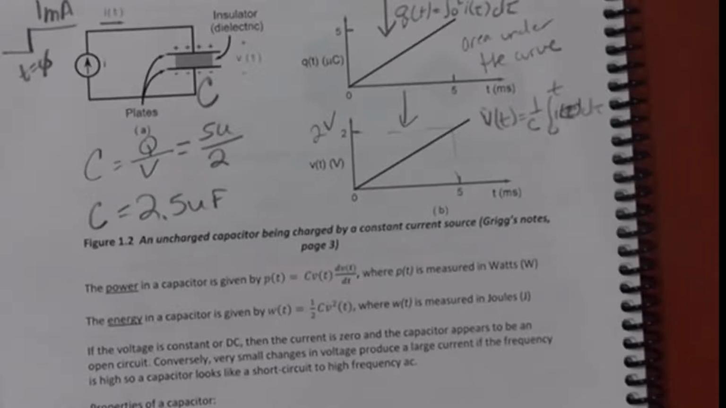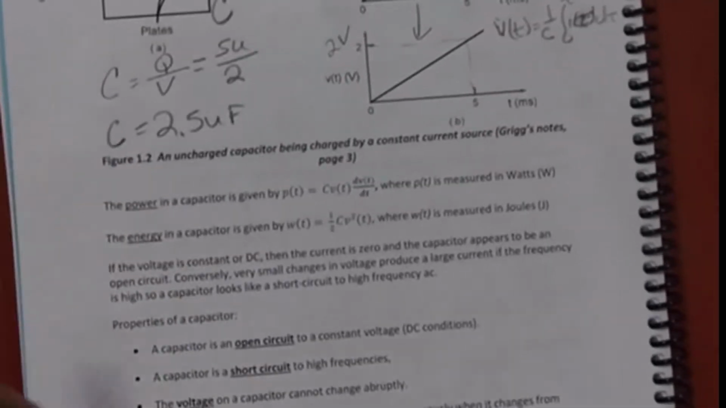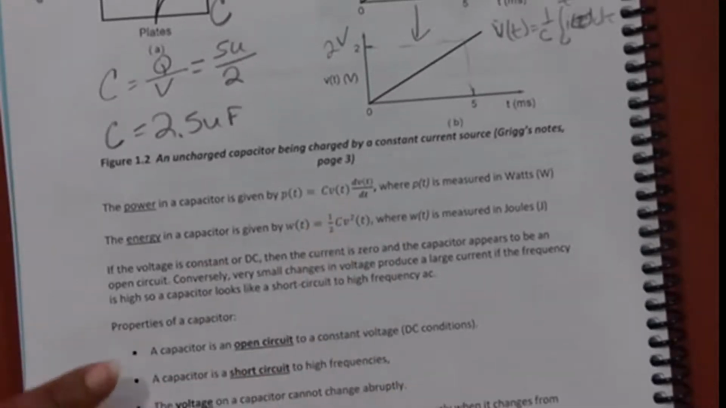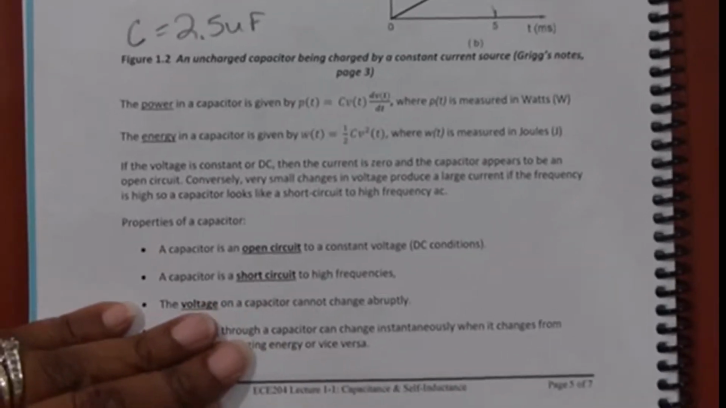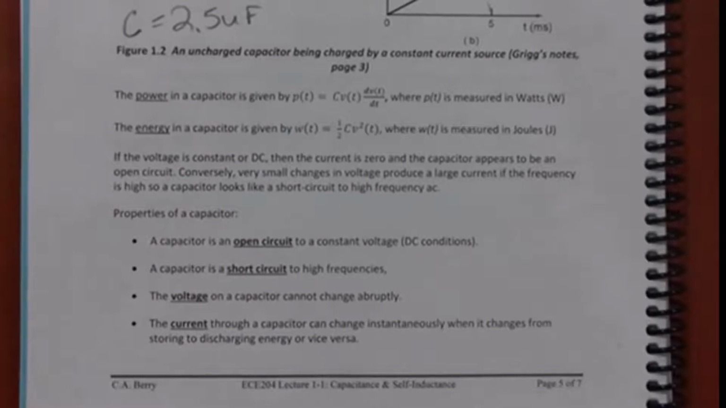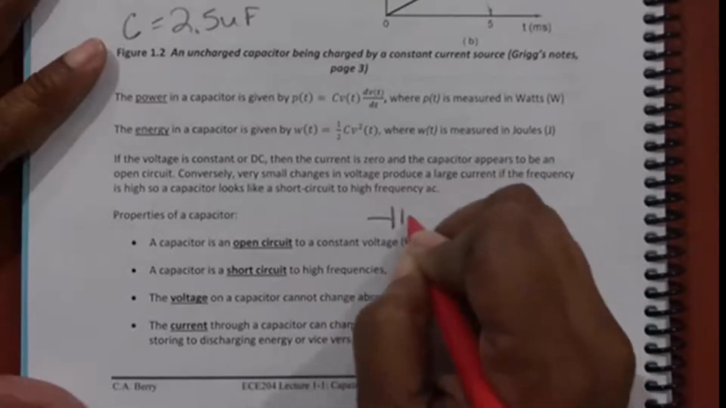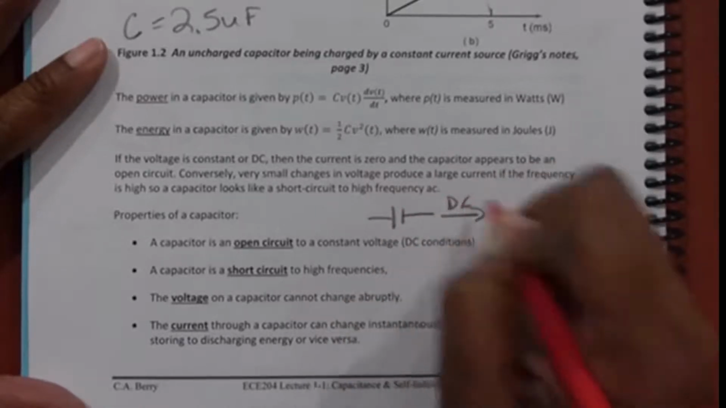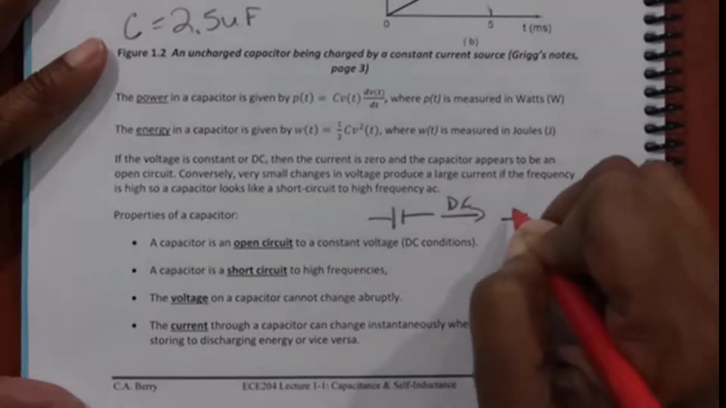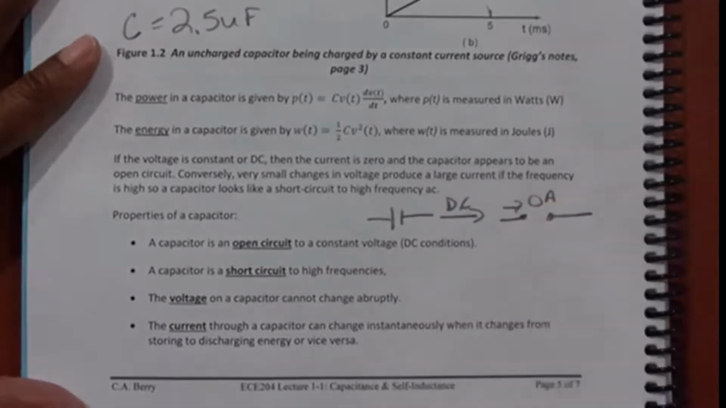Are there any questions? All right. Some of the things I've already reminded you of, but the power for a capacitor is C V of t dV of t dt, and the energy is 1/2 C V squared. Because the current is 0 under DC conditions, we can model a capacitor as an open circuit, because an open circuit is how we represent 0 amps.